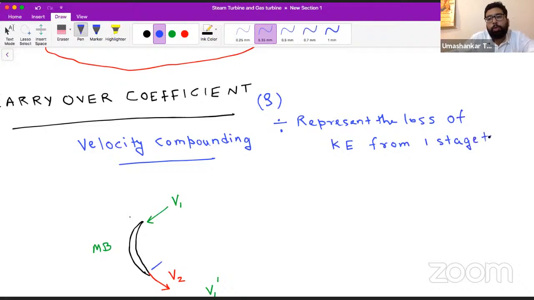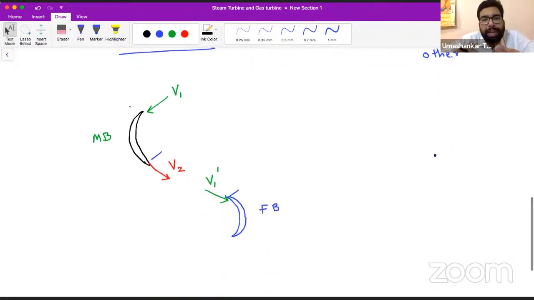Okay. So when our steam travels from one row of blades to another row of blades, there will be some loss of kinetic energy. As you can understand, due to the surrounding things, due to the friction present in the actual environment, there will be some loss of kinetic energy. Okay.